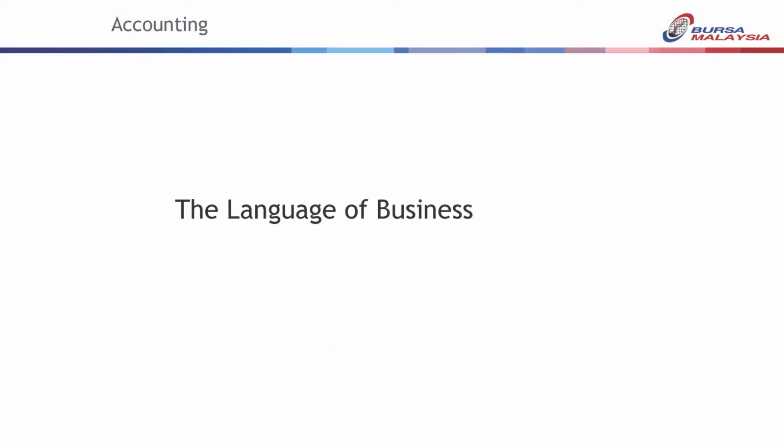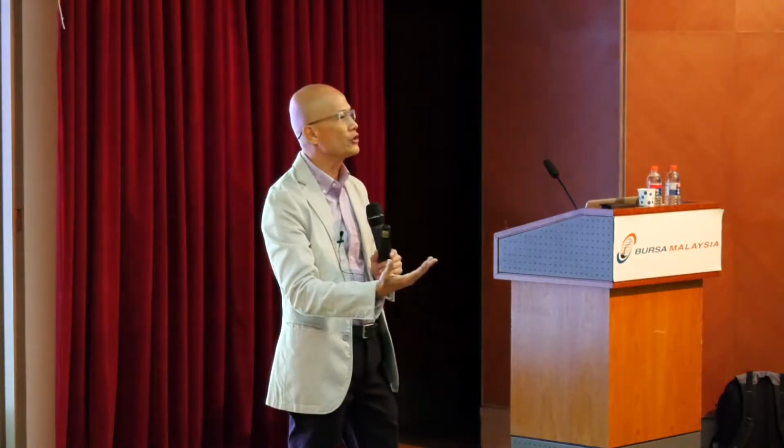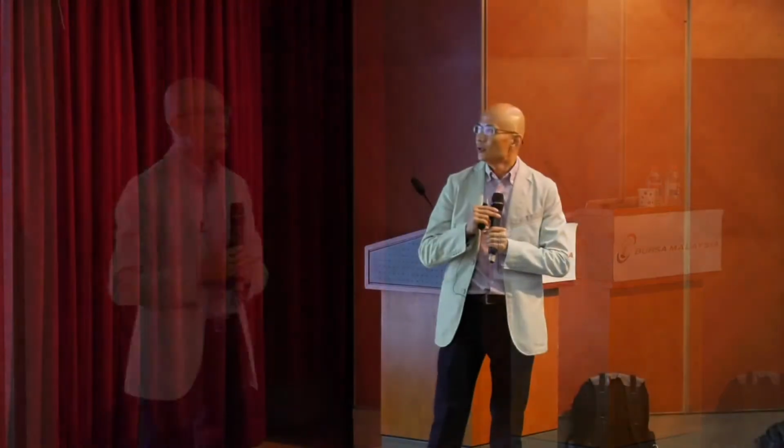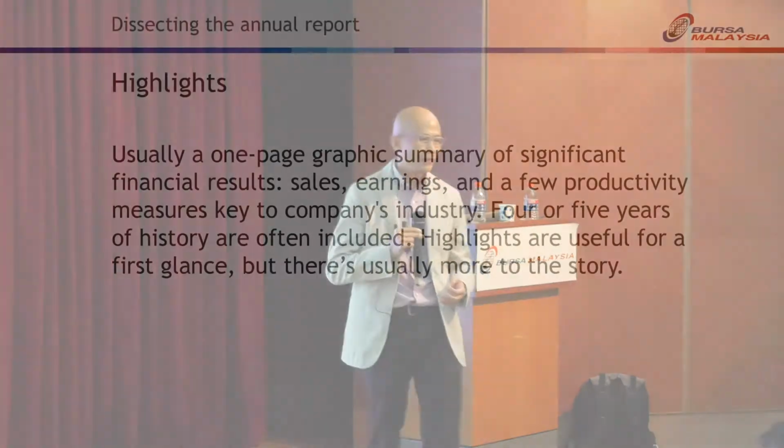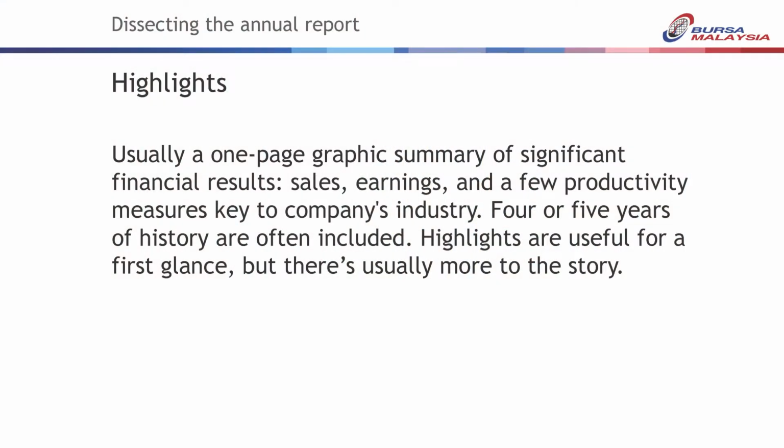Language of business. Okay. So the reality is that some common questions that I get asked by retail investors can easily be solved by understanding the language first. Because if you understand the language, it makes navigating around so much easier. So when you want to dissect the annual report itself, look at the highlights, usually a one-page graphic summary of significant financial results. This page is interesting in that usually they break down the history for you, right?